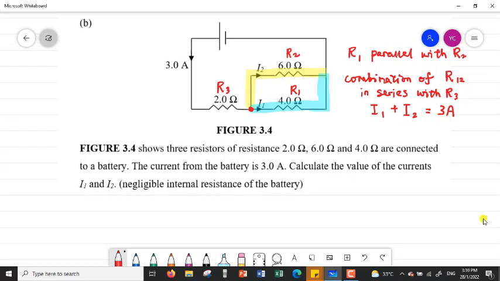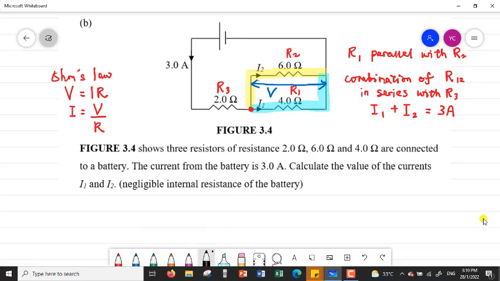So in order to calculate the value of current I1 and I2, if we apply Ohm's law, we will have V equal to IR. So in order to find the value of current, I need to know about the voltage. The voltage across the resistor, V. So I need to find the V, voltage across both resistors.